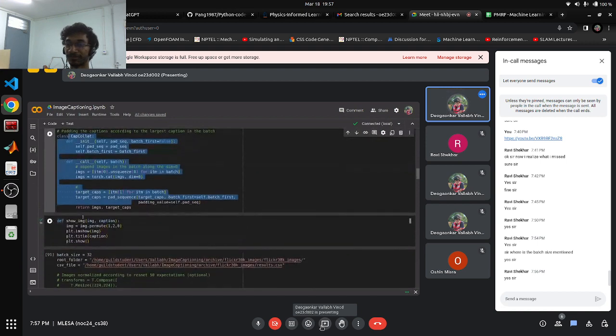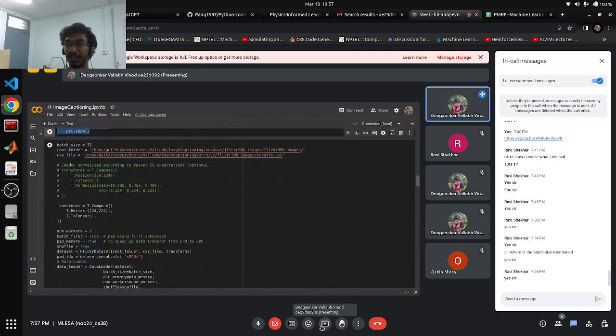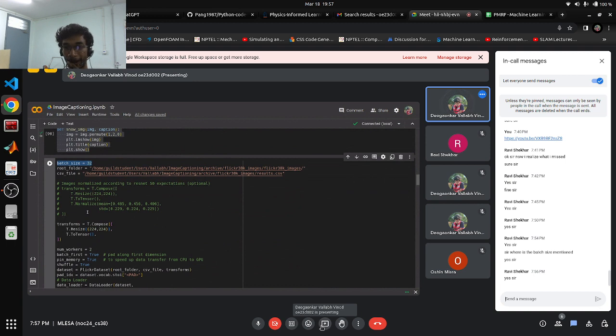That is achieved with this block. This is a function to just show an image along with its caption, and here is where I have mentioned the batch size. Okay, so I have 32 images in a batch, and this dataset has around 30,000 images, so I will have 1,000 such batches. Okay.